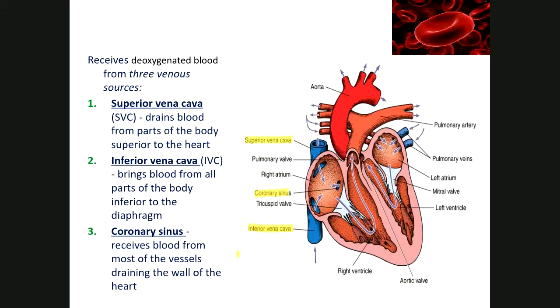So let's divide these chambers. So the first one here is called the right atrium. This is the right atrium. It didn't print for some reason, I don't know why, but I'll write this. So this is the right atrium. Let's start here. So in the right atrium, let's talk about 3 venous sources that are entering the atrium.